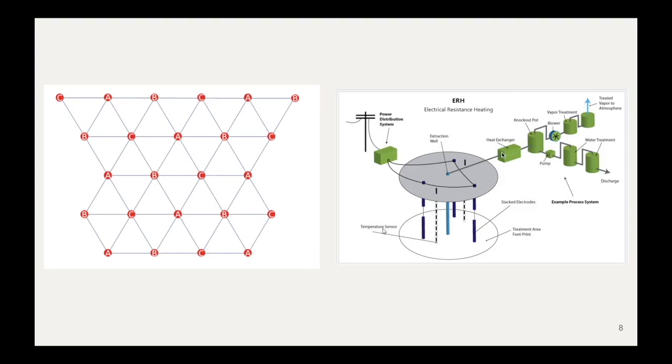In this graphic, the contaminant vapor is either treated by being released to the atmosphere or it's sent for water treatment, and then that is discharged to somewhere safe.